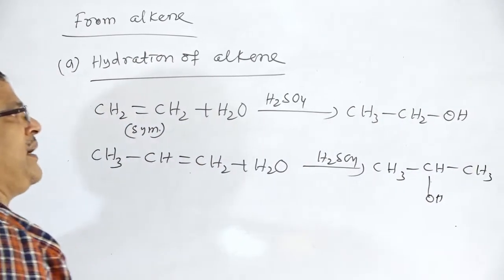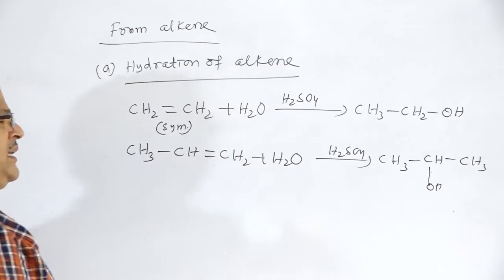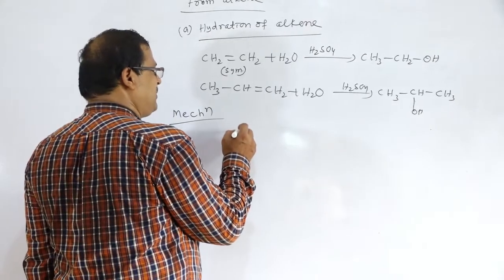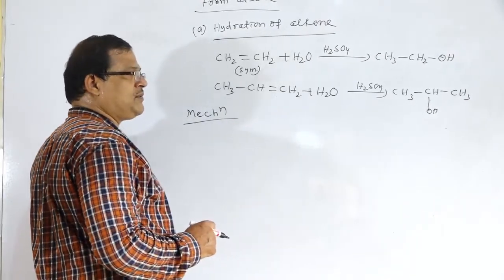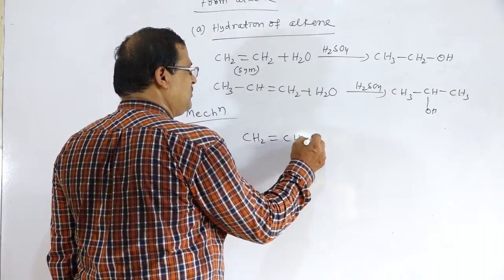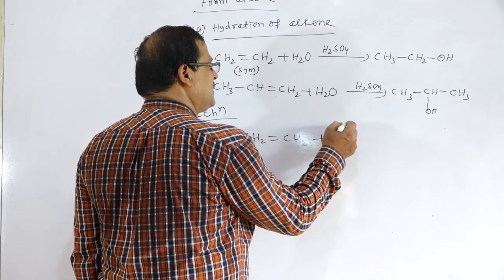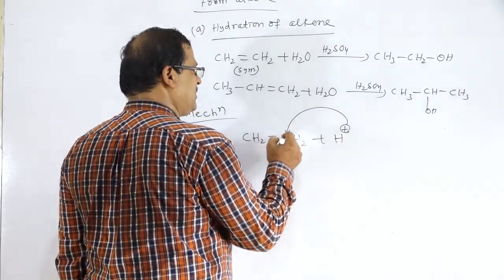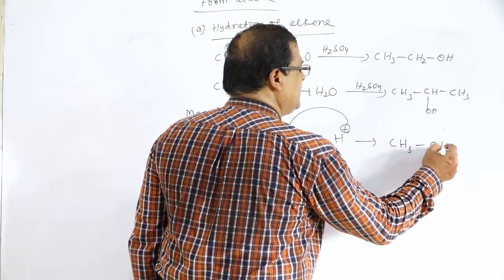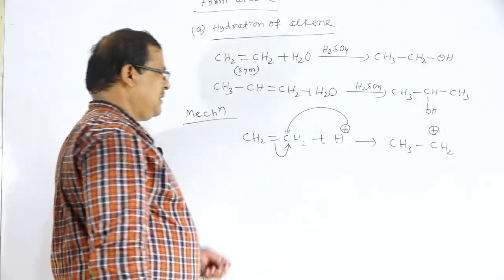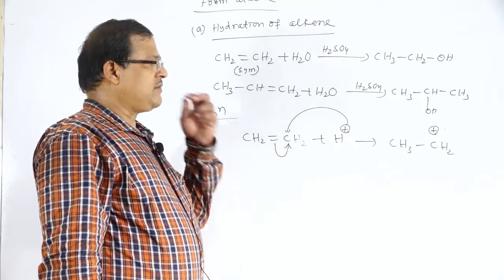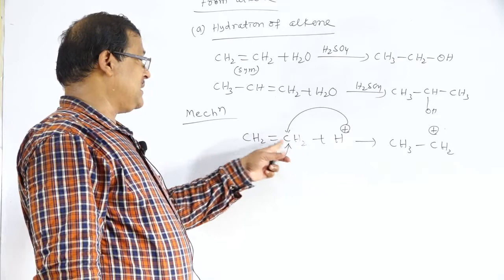But actually the mechanism is of a different kind. Regarding the mechanism of that reaction, sulfuric acid has the ability to provide H plus ion. CH2 double bond CH2 plus H plus will take away this bond pair of electrons and form this bond. There is the formation of CH3 CH2 plus. So H plus is attached to this carbon, the bond pair is shifted, and this carbon atom acquires a positive charge, forming CH3 CH2 plus.